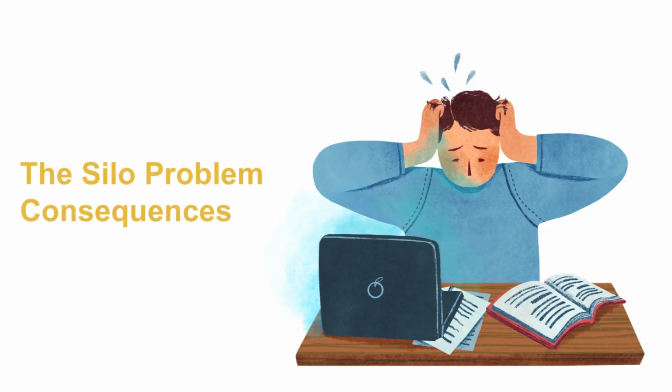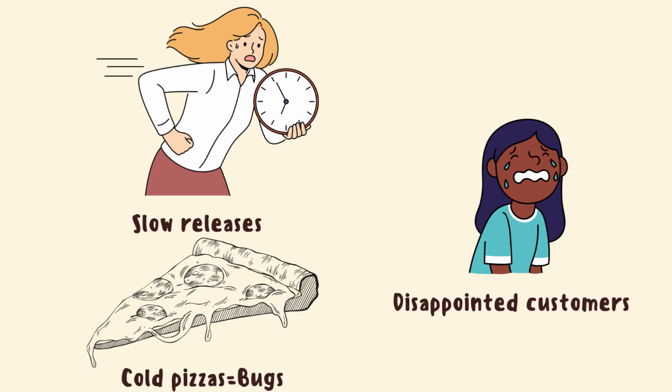So we can take a look at the silo problem consequences. These isolated approaches can lead to problems. Slow releases. The new pizzas, or the features in our case, take a long time to reach customers. And cold pizzas. When they do arrive, they might be cold or buggy because of poor coordination. And disappointed customers. They get upset because they don't get what they want when they want it.